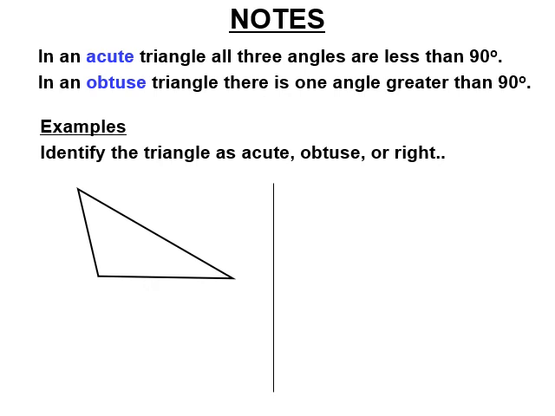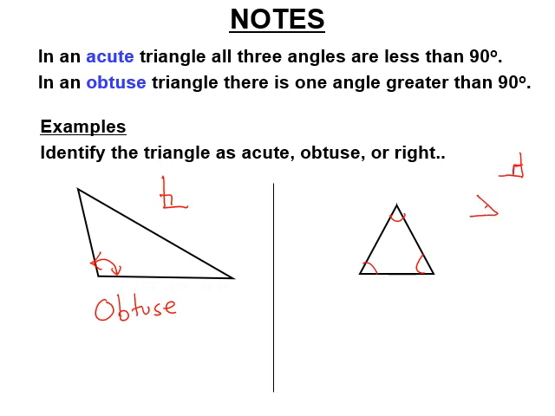Is it acute or obtuse? This is an obtuse angle. It's more than 90 degrees. It's more open. The distance between the two sides is more than 90 degrees, and therefore this is an obtuse triangle. In this one, all the angles, the sides are closer. The 90 degree angle can face the other way, but the sides are closer than 90 degrees. This is an acute triangle.